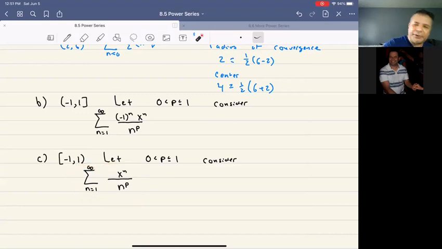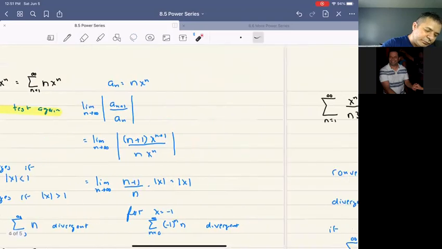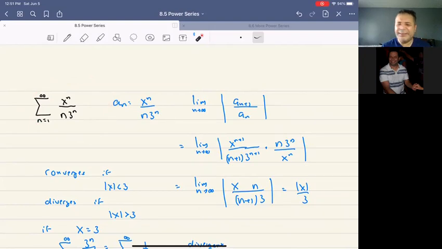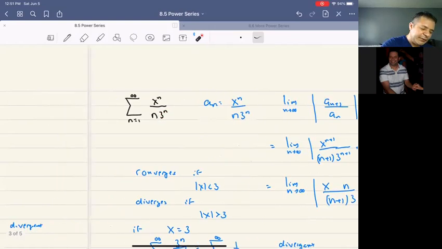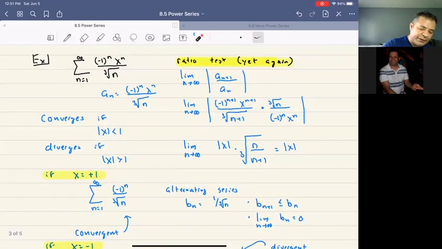That was another problem that we did, right? You could consider something like this. Yeah, the 3's in there, but basically without the 3, that's what we're doing. That other one was this one. It was a p-series with the (-1)^n.